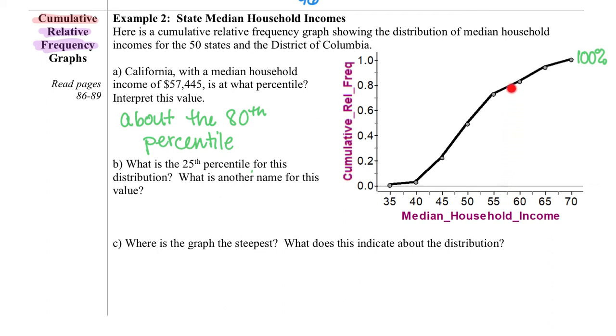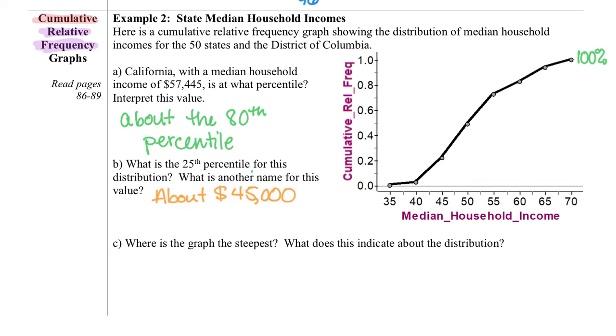I went straight up and straight across to about 0.8 or 80th percentile. In the next question, it asks what is the 25th percentile? So we would read this backwards. Since this is 0.2, this would be 0.3, this would be 0.4. I'm going to go somewhere between these two marks, and it looks like it's pretty close to that dot. So I'm going to say about $45,000.